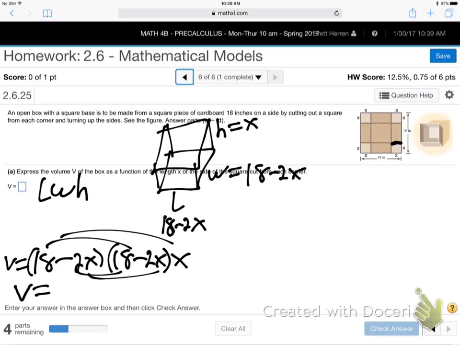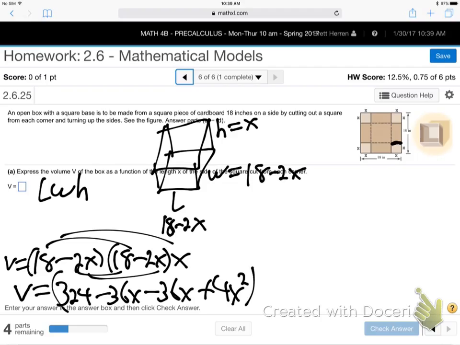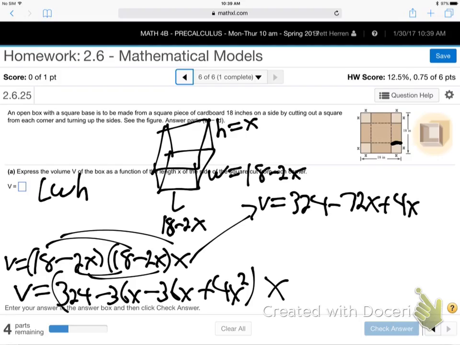So 18 times 18. I don't know that one. Somebody got it? 300 something. 324, thank you. 324 minus 36x minus 36x plus 4x squared. So I just left the x sitting out there while I FOILed. So volume is 324 minus 72x plus 4x squared.